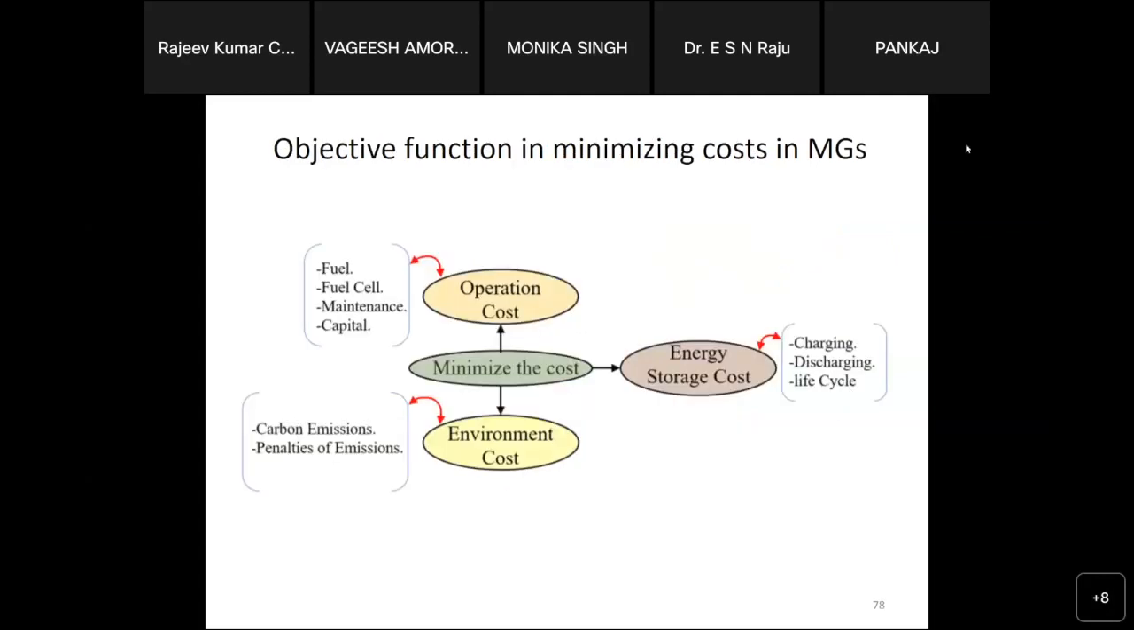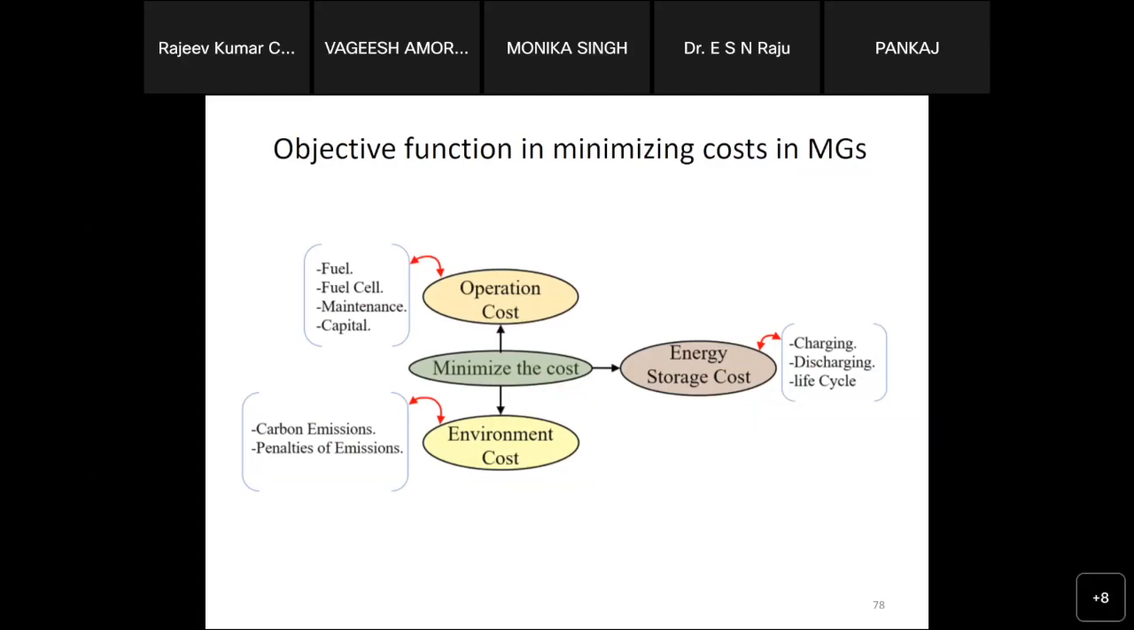So here I have given what are the different objective functions in minimizing the cost of the microgrid. As we can see, we have to minimize the operation cost, we have to minimize the environment cost. In the operation cost, you have to minimize the cost of the fuel, the cost of the fuel cell, or the maintenance or the capital cost. When we see the environment cost, you have to minimize the carbon emission, we have to minimize the penalties of the emission. Likewise, we have to minimize the environment cost.